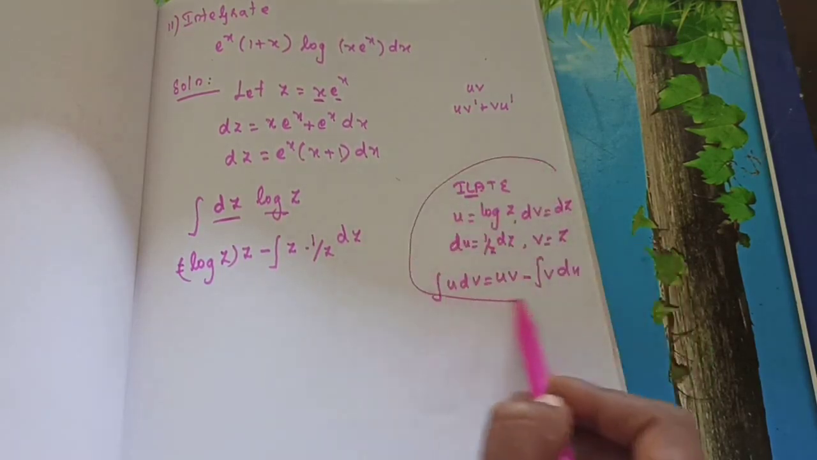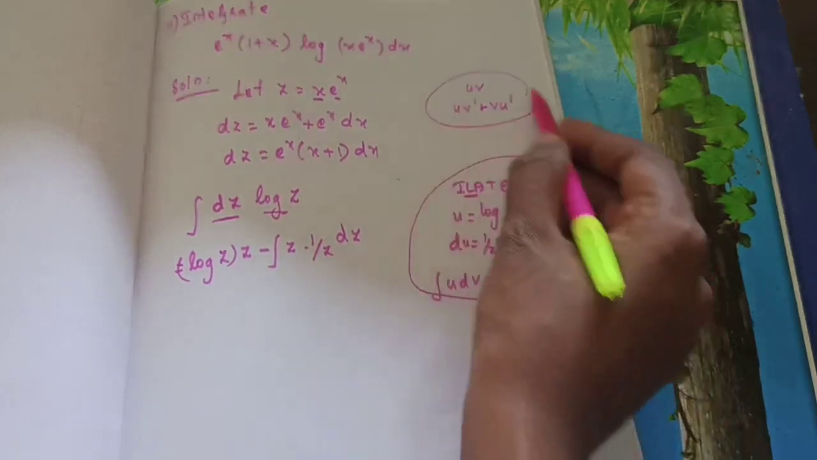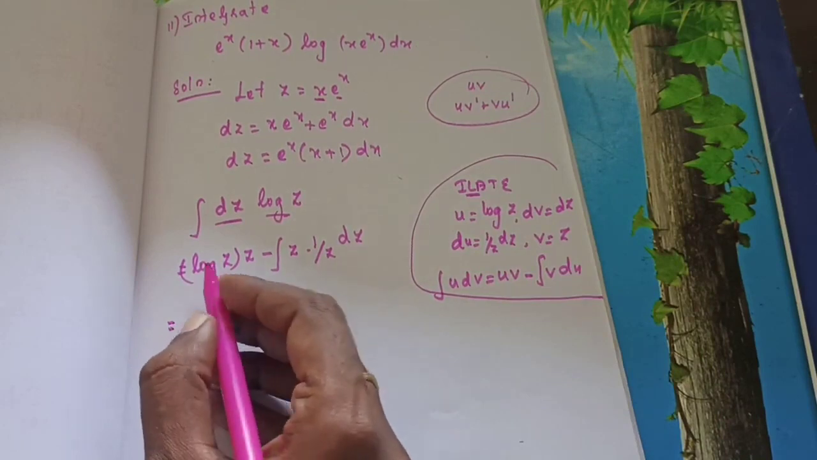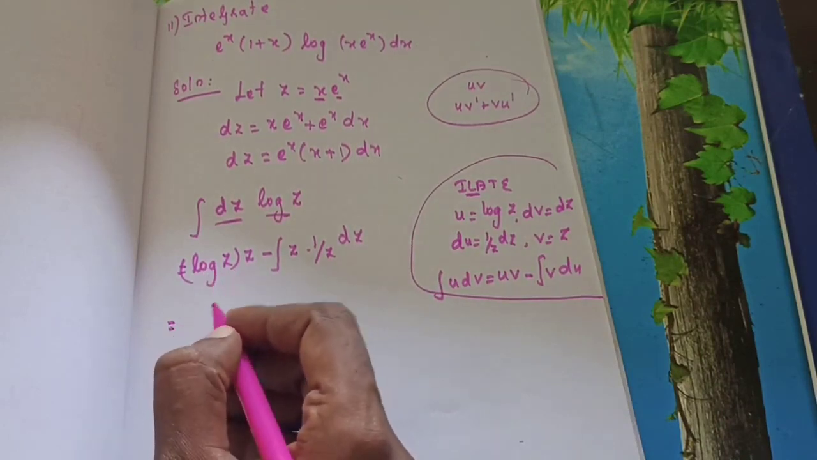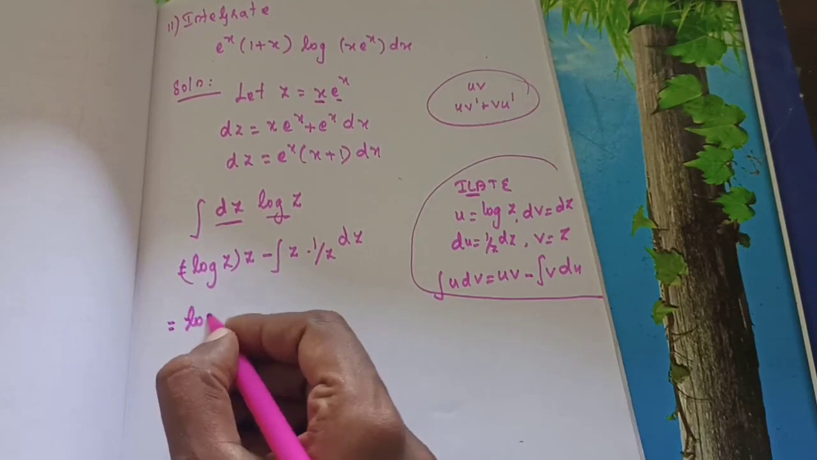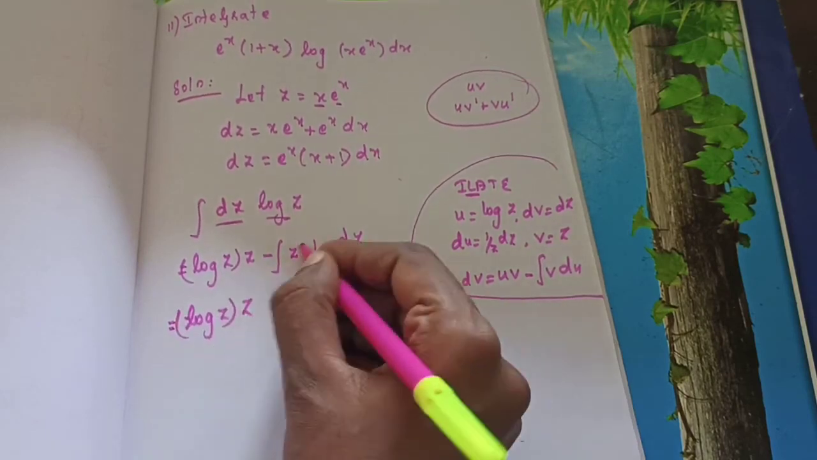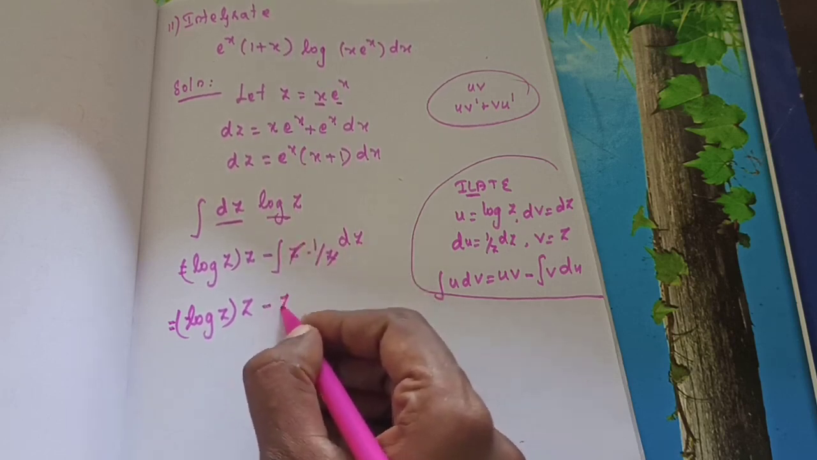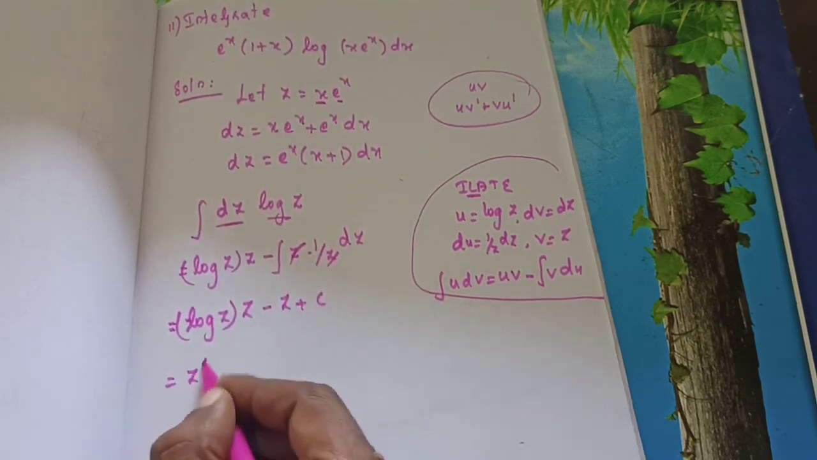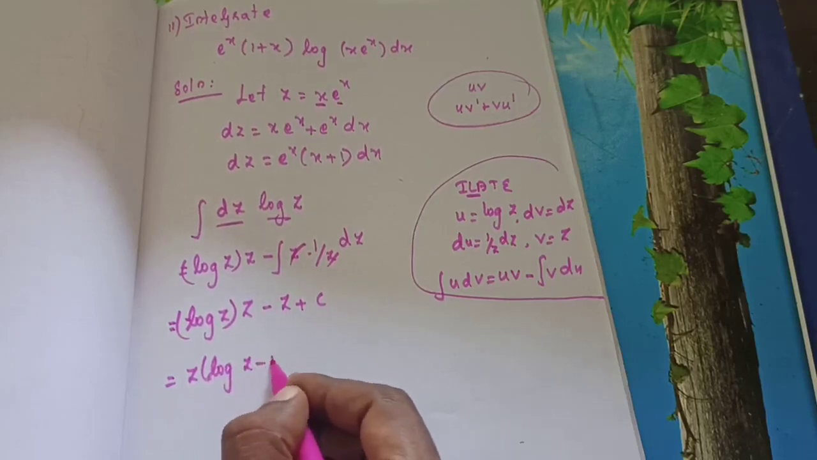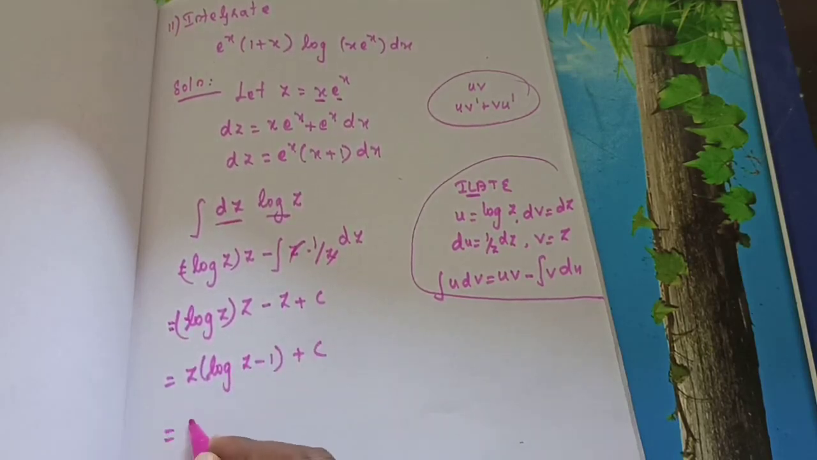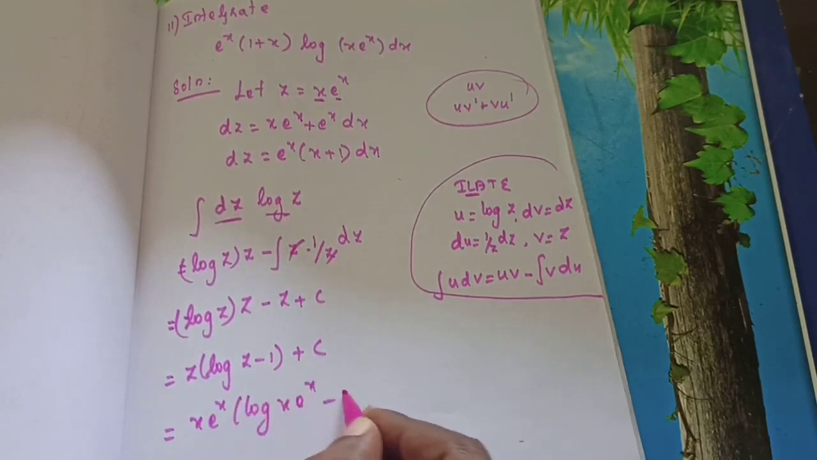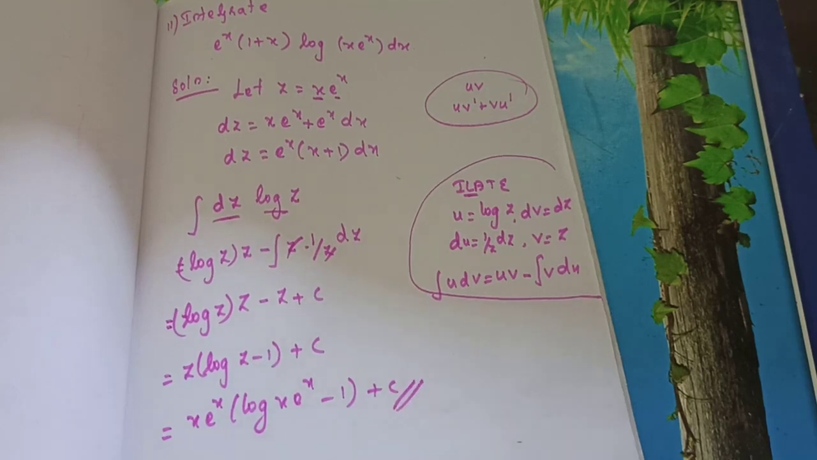This one you have learned in the last section. Correct. So this is the formula for differentiation. This is an integration. So that's equal to log z into z. Is it right? This and this will get cancelled. What's the integral of dz? Minus z plus c. So what is common? z is common. So you will get z times log z minus 1 plus c. What is the value of z? x e power x log of x e power x minus 1 plus c. Have you got it? Very easy.